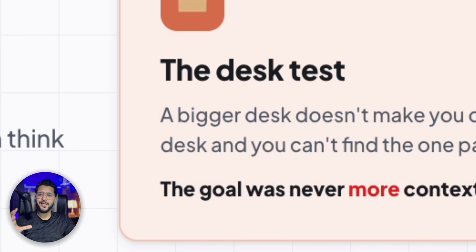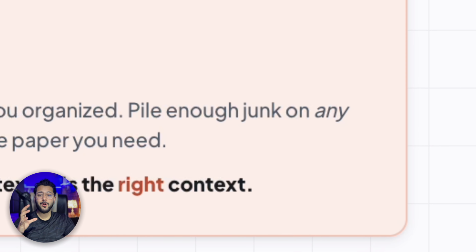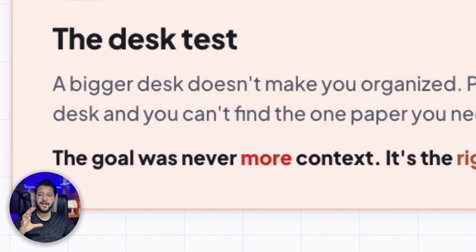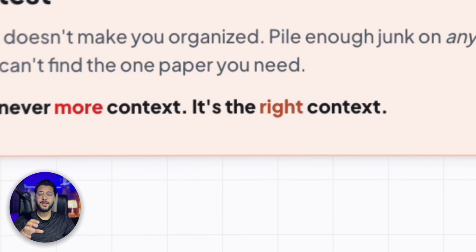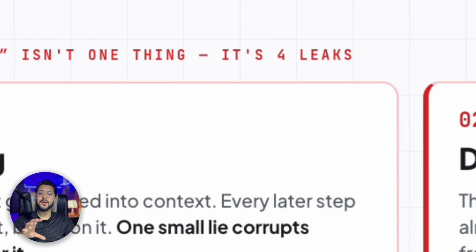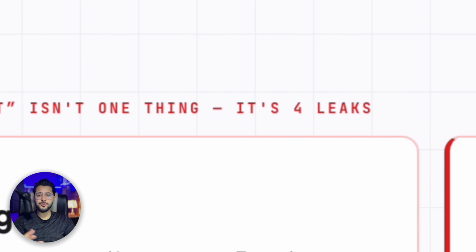It's like a desk. A bigger desk doesn't make you organized. Pile enough junk on any desk and you can't find the one page you need. So dumping everything in is the worst thing you can do. The goal was never more context, it's the right context. That's the whole game. Okay, bad context breaks your agent, but bad isn't one thing. It goes wrong in 4 ways. Once you know their names, you'll spot them everywhere.